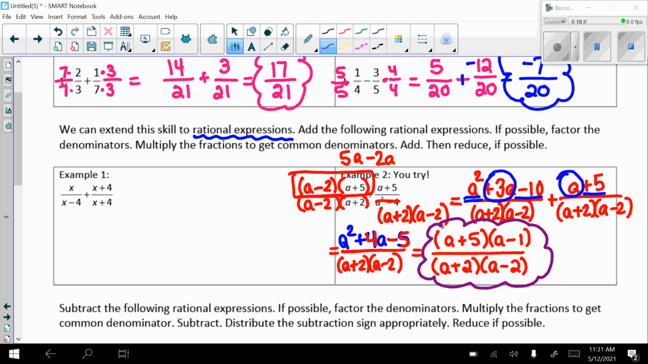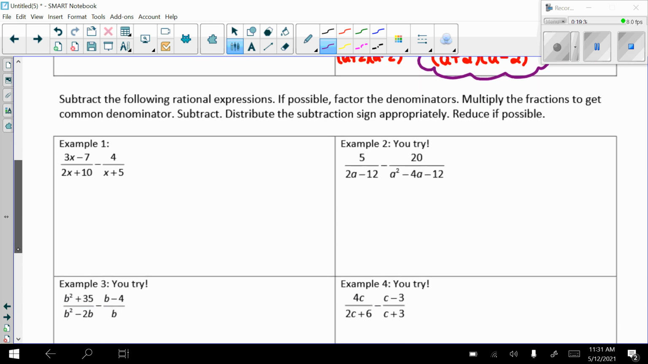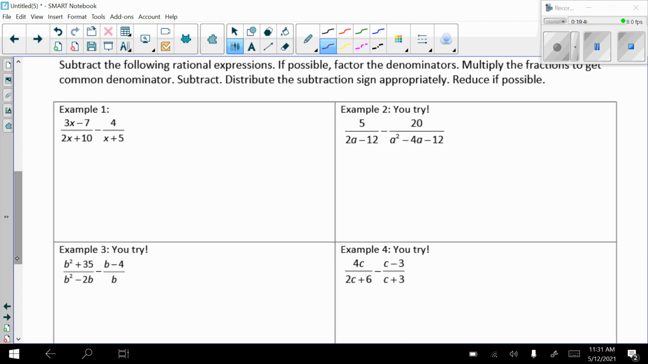Okay? It's a lot of work. Factoring, finding common denominators, combining like terms, factor again. Okay, but we can do this. Okay, subtraction. Very much the same deal, except remember what I told you on the previous page. I would turn this into plus a negative.